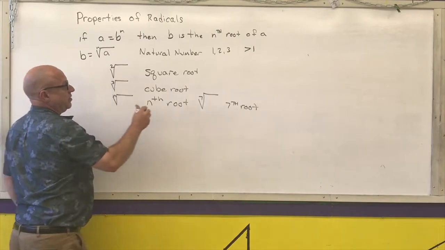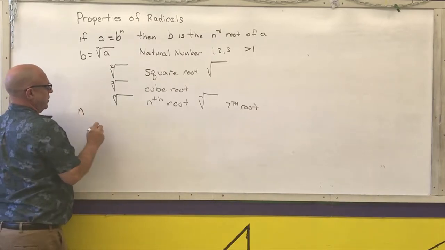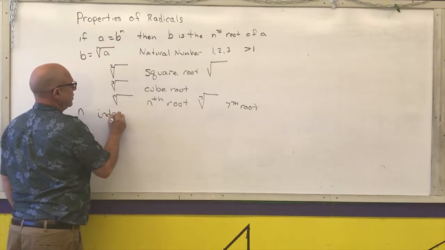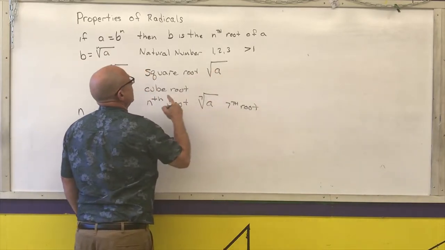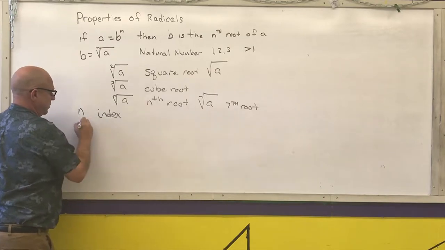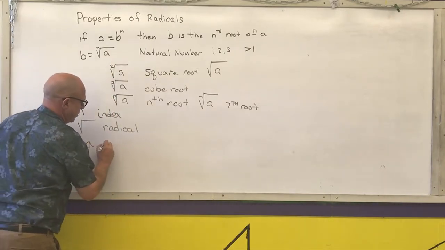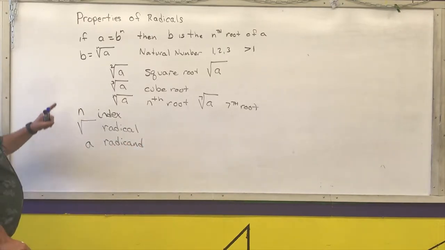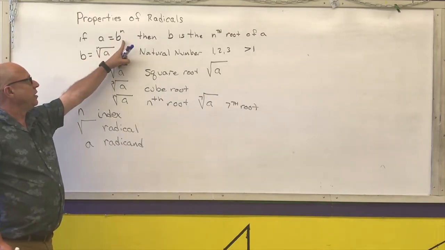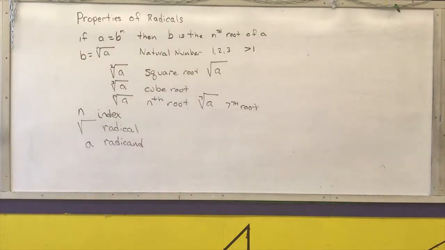If it's a square root, we don't need the number on the top. We could just write it with the root symbol. N is called the index of that. Okay, this is the radical. And the part that's underneath the radical is called the radicand. So if I have something that's written in exponential notation, I can turn around and write it in radical notation. That's the first thing that you need to get out of this: something that's written in exponential notation can be written in radical notation.